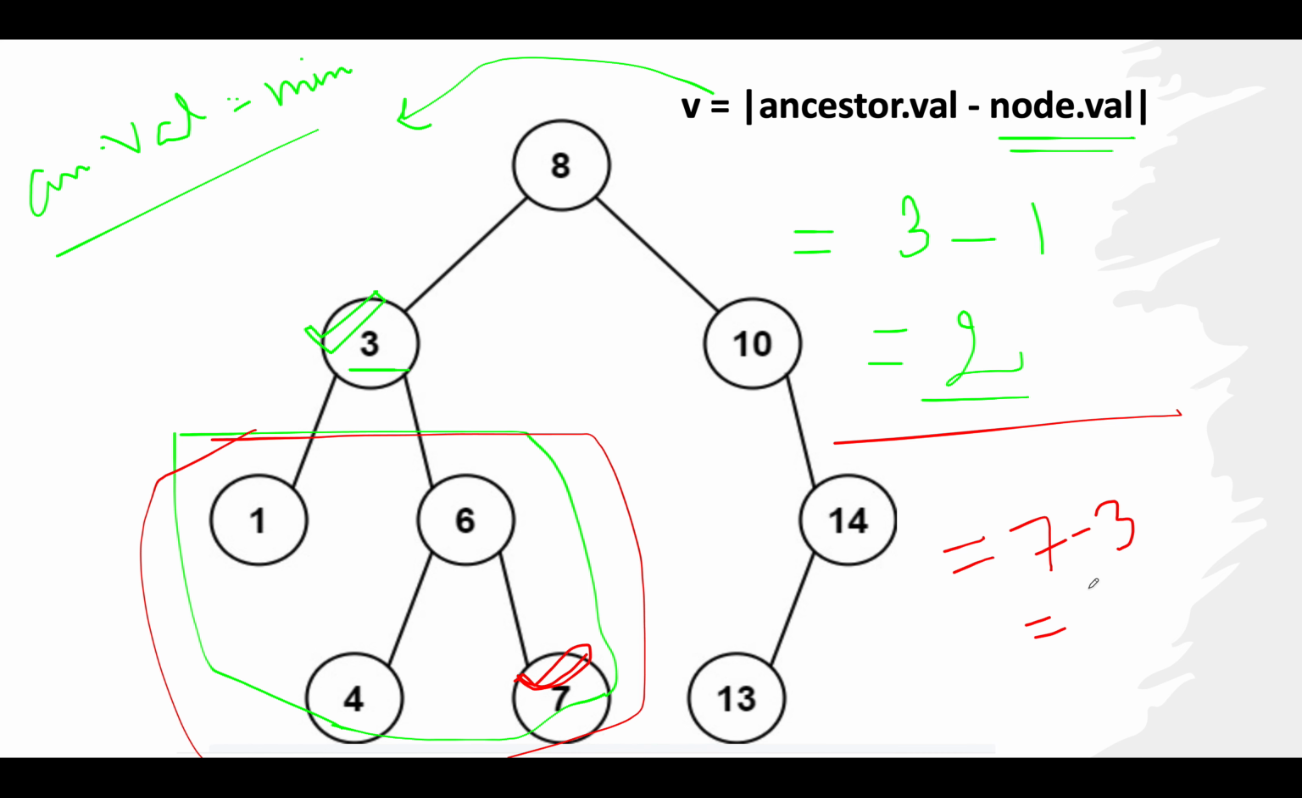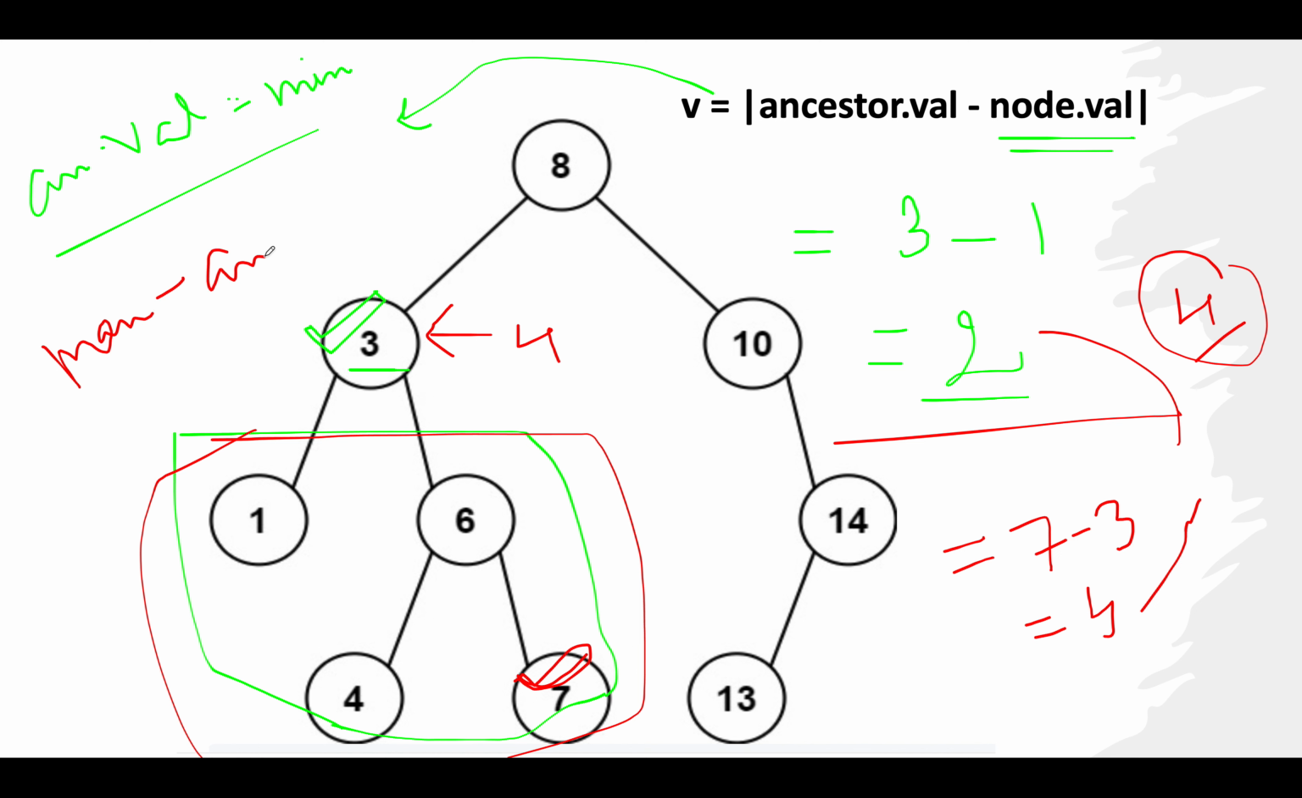That's equal to 4. And once we have identified these two possibilities, we'll take the maximum out of them. Here in this case, it turns out to be equal to 4. So assuming 3 as the ancestor node, the maximum difference value that we have identified is 4. Let's write it in a mathematical formula as we have done it here. Ancestor.val minus minimum value is one possibility, and the other possibility is maximum minus ancestor.val.